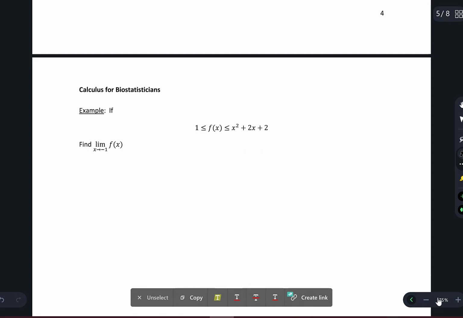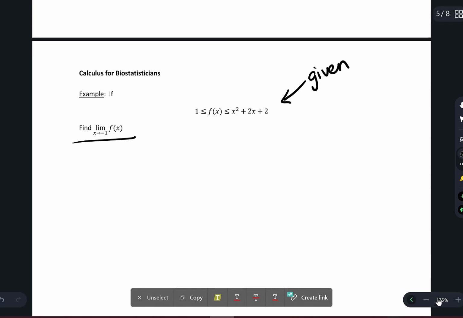So to start out, notice in this example, we have that 1 is always going to be less than or equal to f of x, is always going to be less than or equal to x squared plus 2x plus 2. So notice that the problem is giving you this information. So this is what we call given information. And the goal is we want to find the limit of f of x as x approaches negative 1.